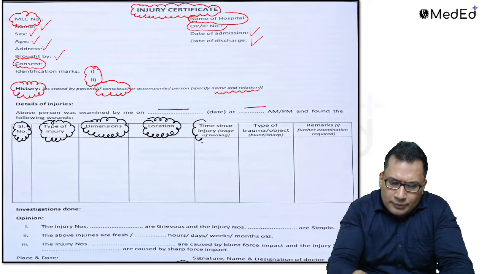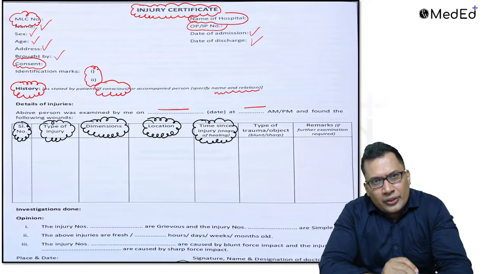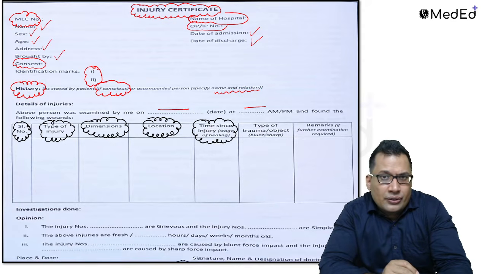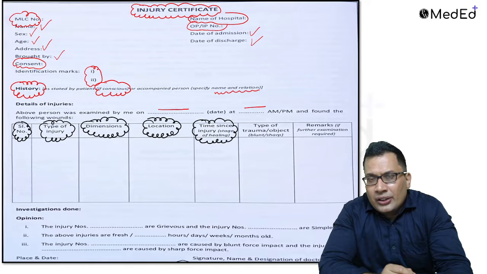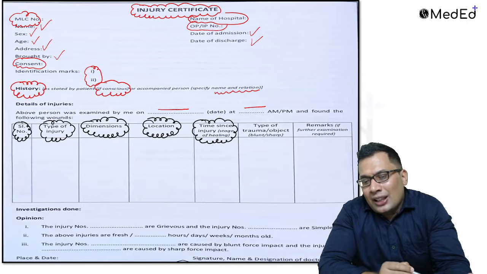Then time since injury, whether injury is fresh or of 1 day or 2 day or 3 day or 4 day duration, depending upon the color changes. So as we discussed in abrasion, bruise, there is a classical color change. So depending upon the classical color change, you can estimate the time since injury.